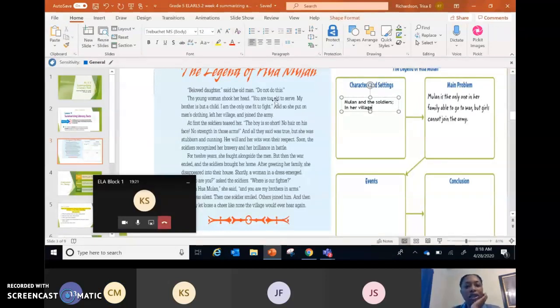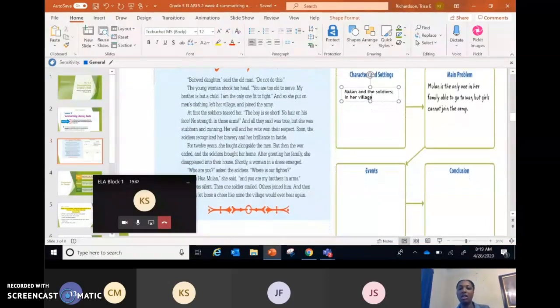If you look here, it says, "My brother is but a child." So my brother is but a child. What she's saying is, yes, I have a male in my household who would be able to go to war, but he's too young to go to war. That's what that's suggesting.